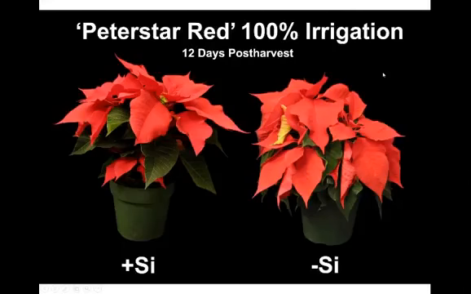Our silicon treated plants lasted about 3 or 4 more days before they wilted. Here's an example of Peter Star Red that was 12 days post-harvest, and you see our plant on the right that did not have silicon is already quite wilted, versus our silicon-treated plant, which is still turgid and looking marketable. So this could be used to improve shelf life of poinsettias if they're not going to be watered in a retail setting, such as might happen at big box stores. It could also be used to improve plant conditions in the homeowner environment as well.